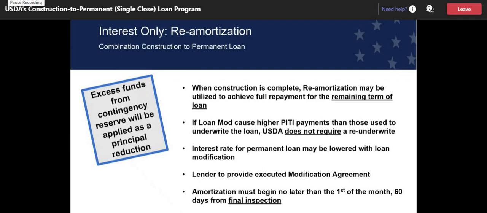The lender is to provide the executed modification agreement to USDA with the loan closing package. The amortization must begin no later than the first of the month, 60 days from the final inspection. Okay, 60 days from final inspection, amortization must begin.